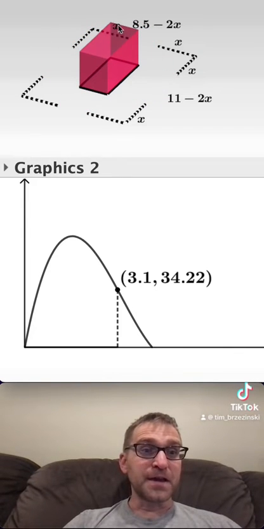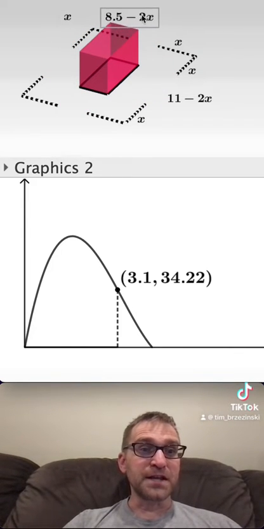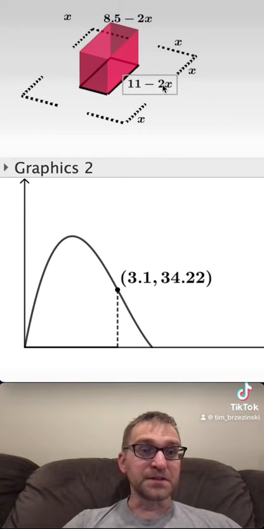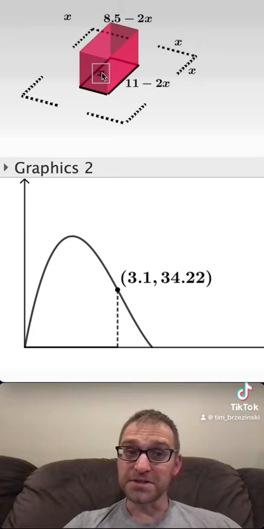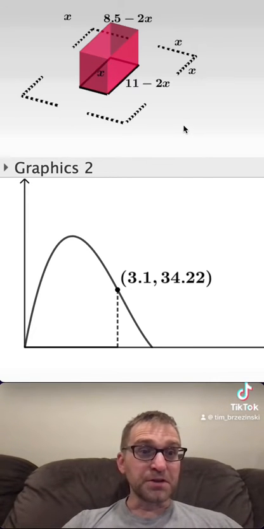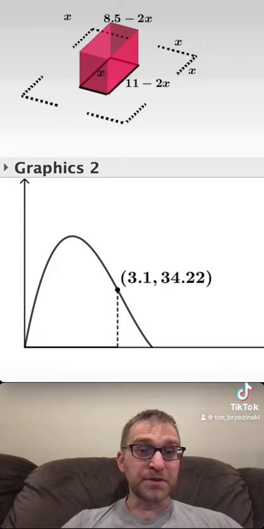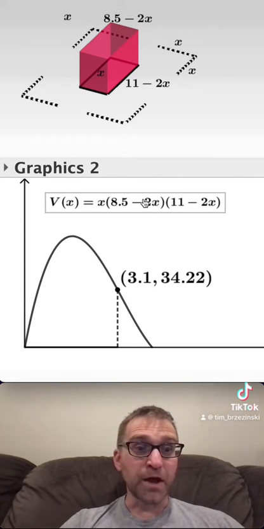I have a box now whose width is 8.5 minus 2x, the length is 11 minus 2x, and the height of that box is actually the depth of the cut, which is x. So, looking at it this way, I can actually multiply the length and the width and the height to create the volume function right there.